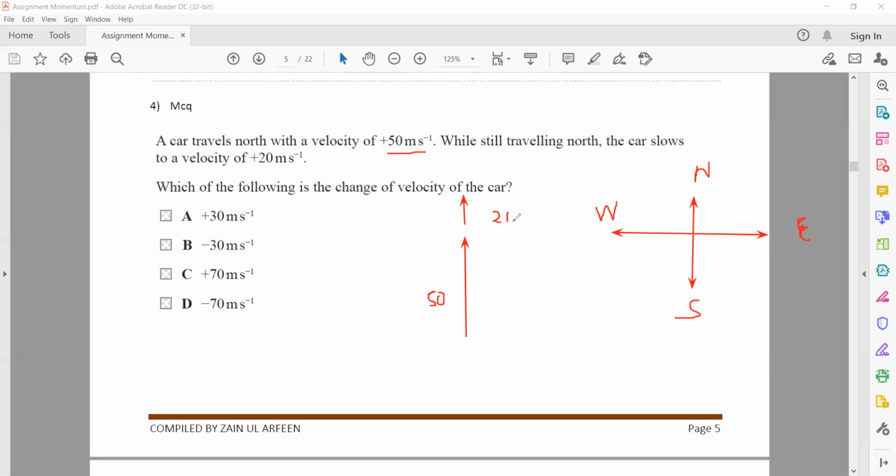Which of the following is the change in the velocity? So the change in velocity, it does not change the direction, it only changes the speed. So the change in velocity, or delta v, is final minus initial, v minus u. So v is equal to 20 and u is equal to 50. So 20 minus 50 is equal to minus 30 meters per second. So B is the right answer for this.